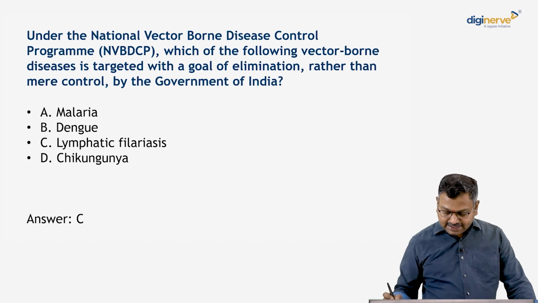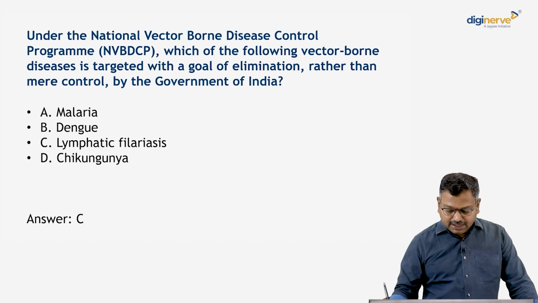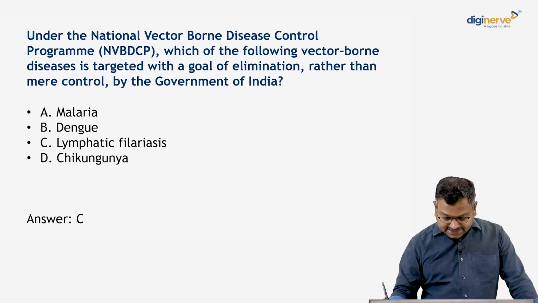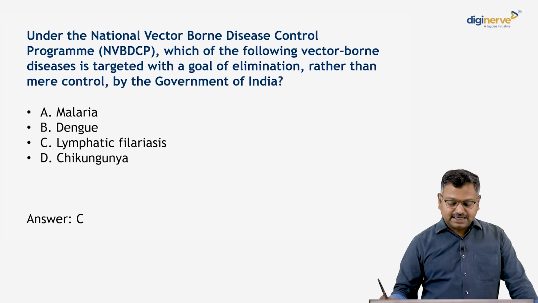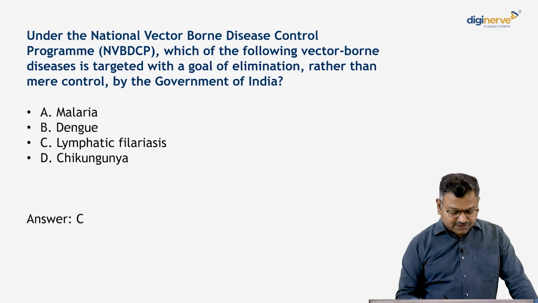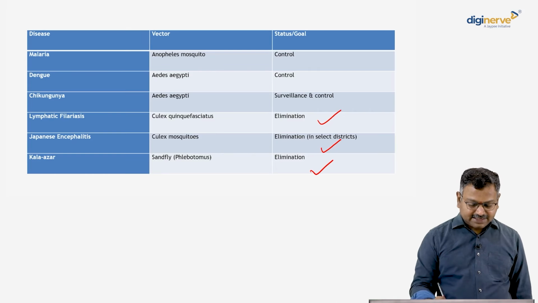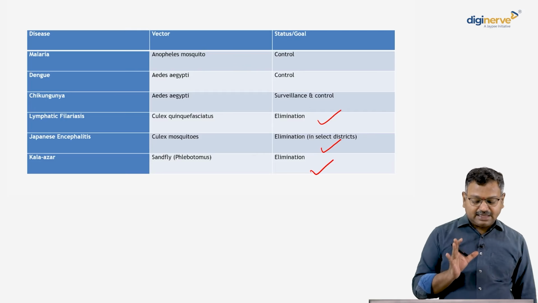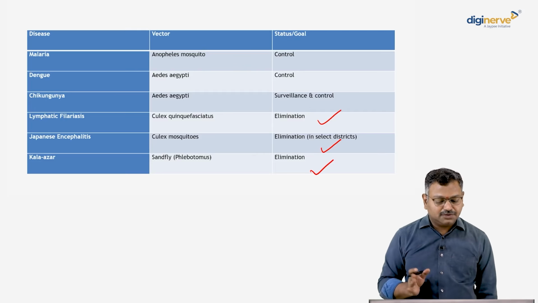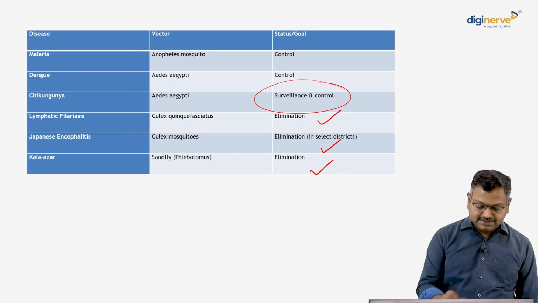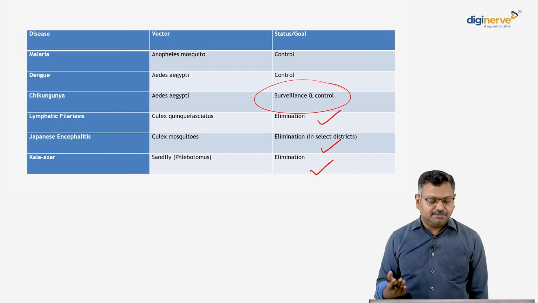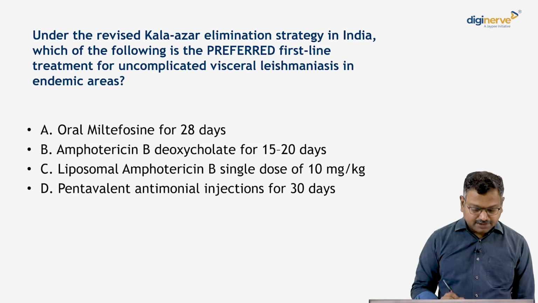Malaria is controlled, dengue is controlled, chikungunya is controlled. Japanese encephalitis is elimination, lymphatic filariasis is elimination, Kala Azar is elimination. So elimination is for 3 diseases: lymphatic filariasis, Japanese encephalitis and Kala Azar. Whereas the other 2, malaria and dengue, are control, and chikungunya is surveillance, because it doesn't produce any major disease.